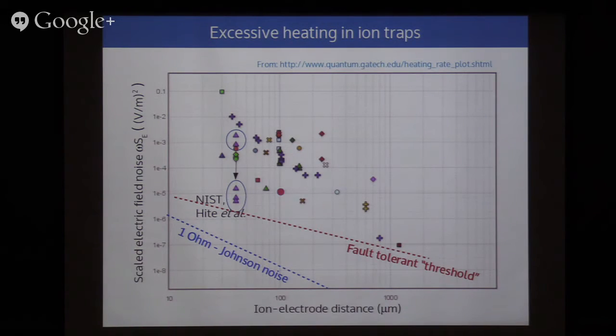So where does this put us in a global perspective? This is a plot I showed before. The NIST group has done a very similar experiment where they cleaned their traps. They also obtained a 2 orders of magnitude improvement. Our starting point was a little bit better. We started here with the noise. And in our work, we reduced the heating rates also by 2 orders of magnitude, breaking through this threshold for the first time in a room temperature trap in a scalable system. The ion-electrode distance is really reasonable in order to perform quantum computing.